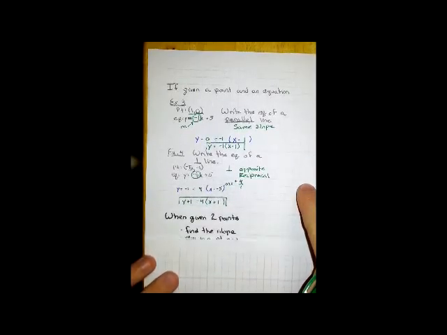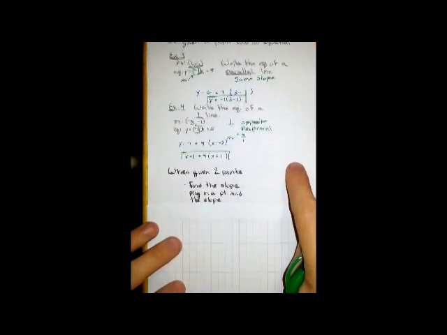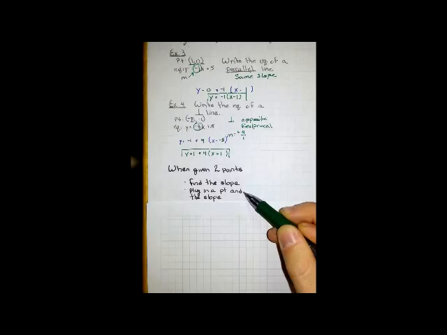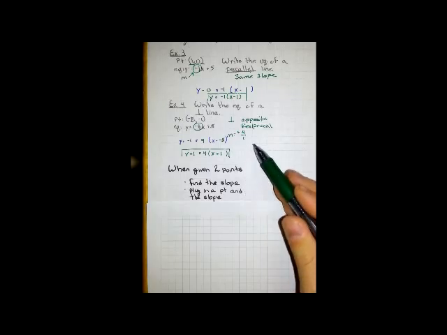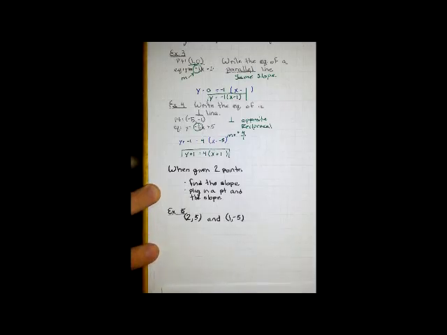Just about there. One more example. What if you're given 2 points instead of a point and an equation? Well, 1, you're going to find the slope using your slope formula. 2, you're going to plug in a point and the slope just as we have been doing above. So for this example, the 2 points we're going to use are 2, 5 and 1, -5.